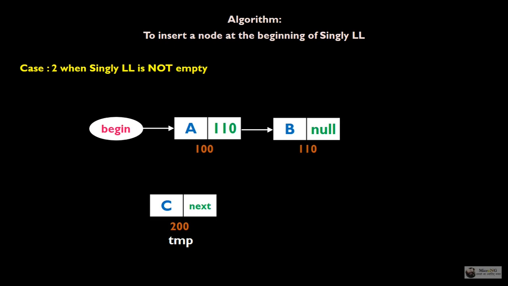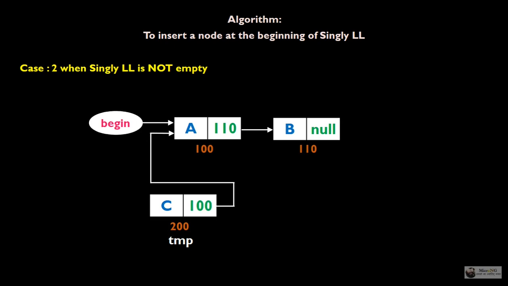Now we need to make the node connections. How does the node connection have to be made? The temp should now come and point to the current first node, which is A. So temp next should come and point to begin. Begin indicates the first node. So temp next should come and point to begin.